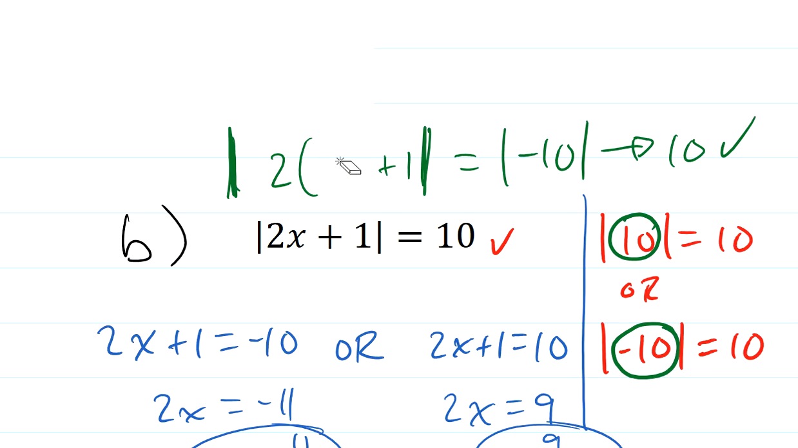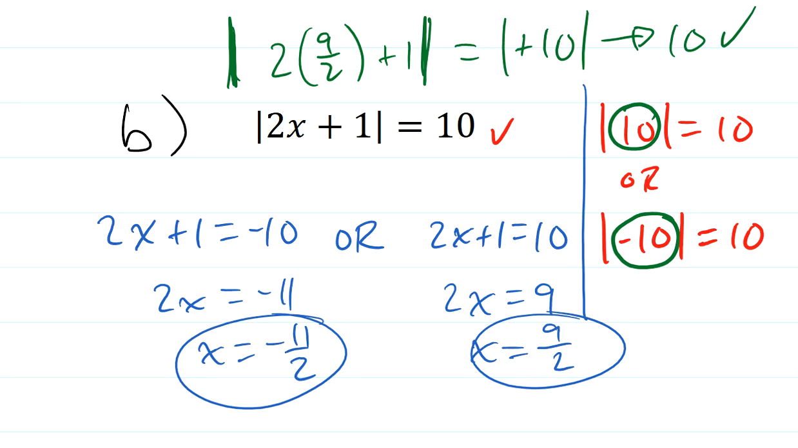And if I bring in my other value of x, which was positive 9 halves, you can see 2 times 9 halves is 9, and then 9 plus 1 is 10, and the absolute value of positive 10 is also 10. So these two values, negative 11 halves and positive 9 halves, satisfy the original equation. And again, I'm finding this by looking inside the absolute value portion of the equation, and from inside I'm writing that either this thing inside is a negative 10 or this thing inside is a positive 10.